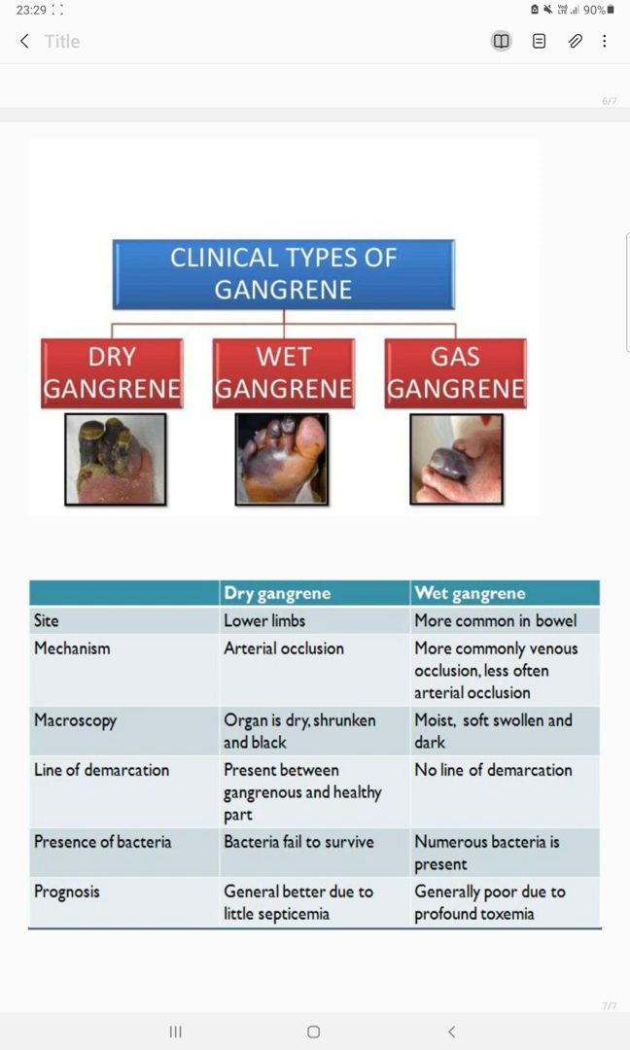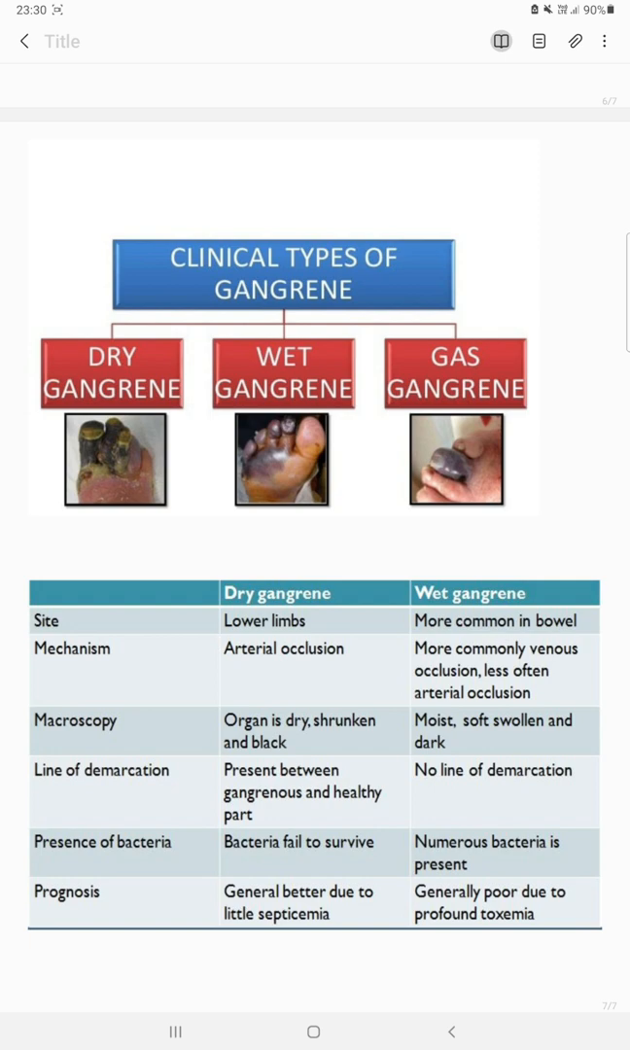In dry gangrene, a line of demarcation is present between the gangrene and the healthy part. In wet gangrene, no line of demarcation is present between the healthy part and the gangrenous part. Bacteria fail to survive in dry gangrene, while a large number of bacteria are present in wet gangrene. Dry gangrene progresses slowly with a better prognosis due to little septicemia, while wet gangrene has a generally poor prognosis due to profound toxemia.